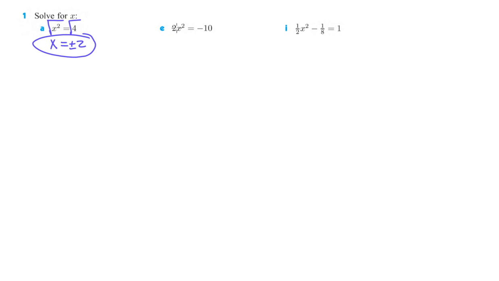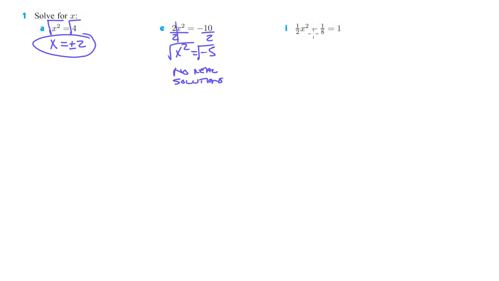Okay. For E, first thing we want to do is get rid of the 2. So we divide both sides by 2 and we get x squared equals negative 5. And then we square root both sides. And as soon as we see the square root or any kind of even root of a negative number, we know that there are no real solutions. You can't take the square root of a negative number.